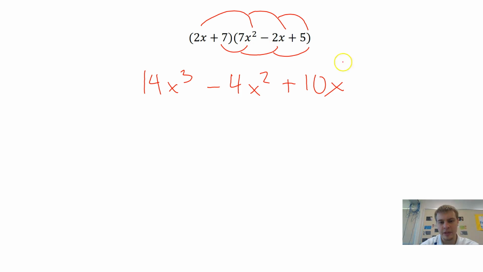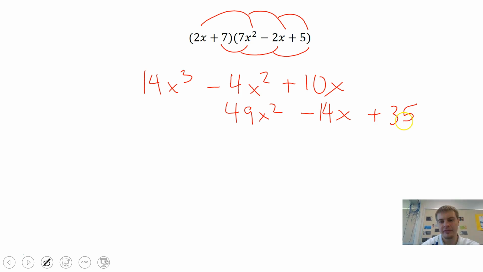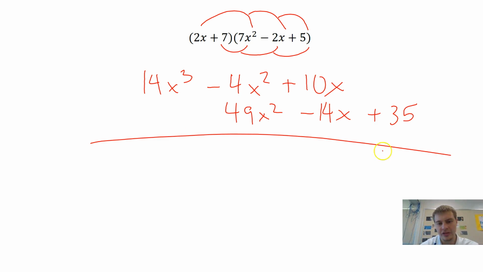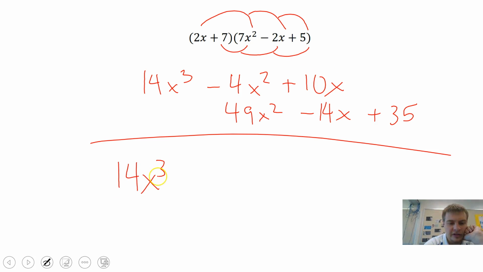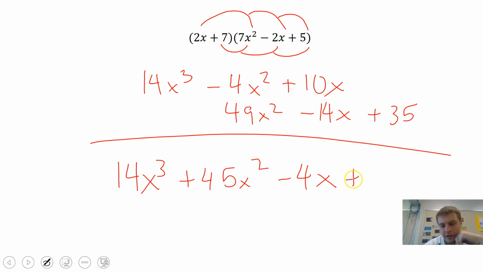And I'm going to write it beneath because it's just hard for me to fit it on that space right there. So this is going to give me 49x squared minus 14x plus 35. And again, I'm going to combine like terms, so we can see that these both have x squareds and these both have x's. So I'm going to have 14x to the 3rd plus, I think that's a 45x squared minus 4x plus 35. And because there's nothing for me to combine, that would be my answer. Let's try the next problem.